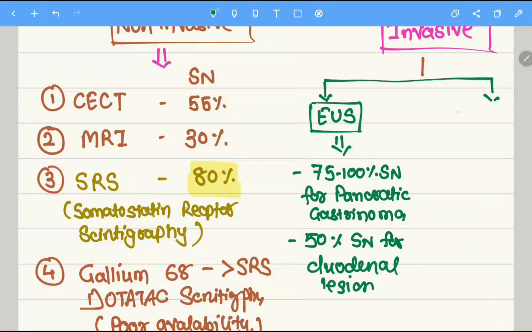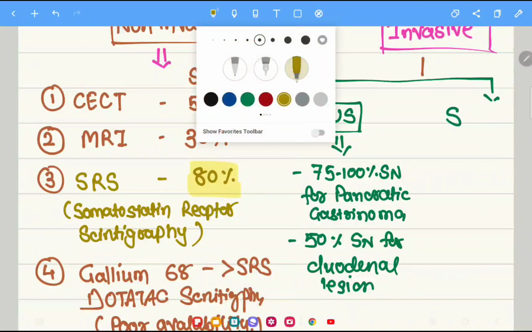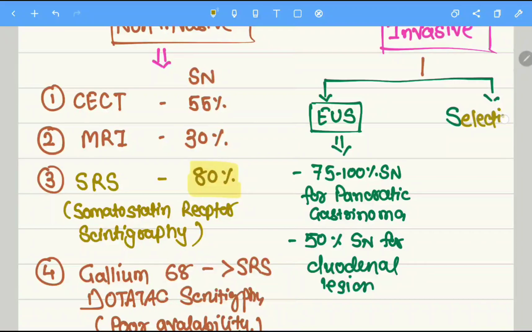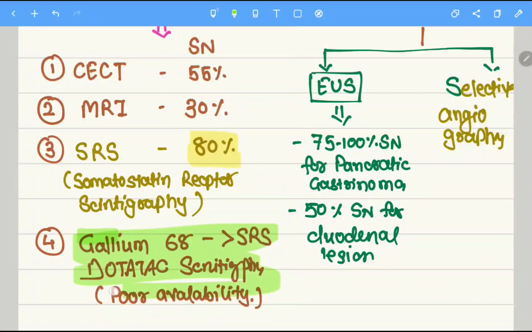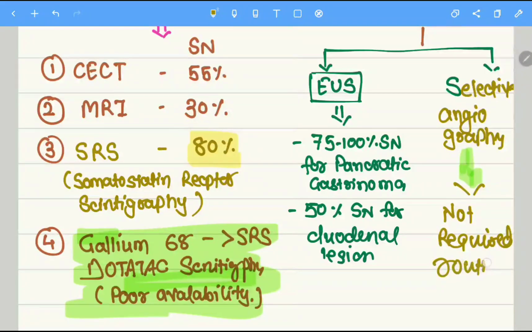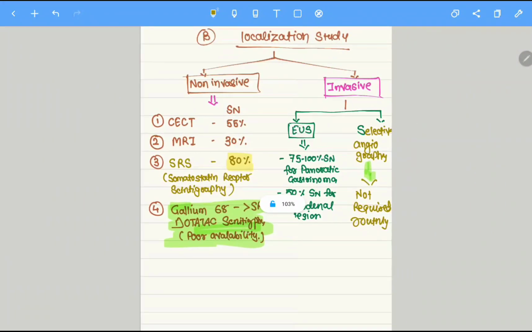Which other invasive investigation can you perform? Yes, selective angiography. But now, in the days of the gallium 68 DOTATATE scan, it is very unlikely that you will perform selective angiography. It's not required routinely. So this is all about the localization sensitivity. By this, in 100% of cases you will localize the gastrinoma.